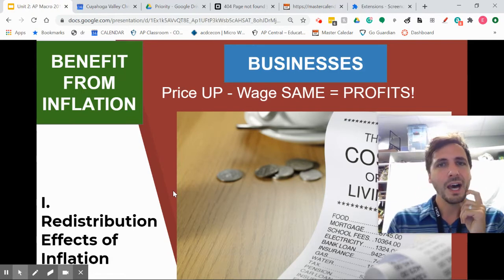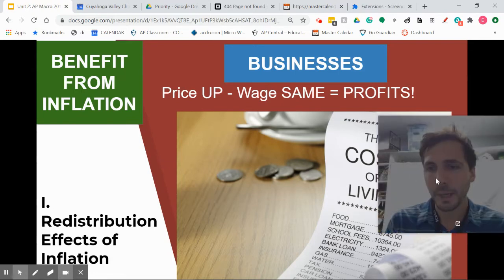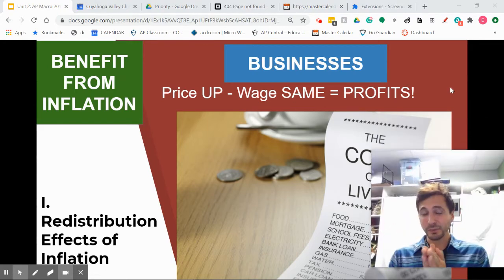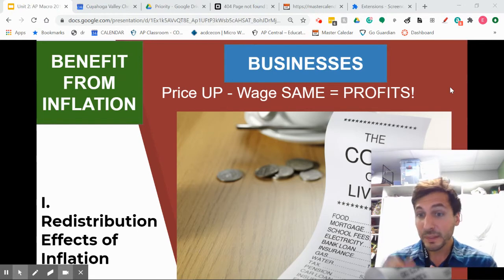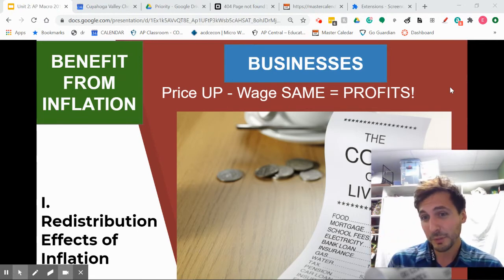First are businesses, right? Businesses actually love inflation because when inflation goes up, they raise their prices immediately, but they don't have to change their wages, how much they pay their workers.